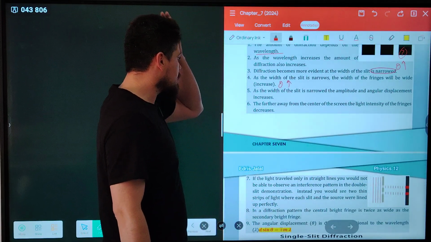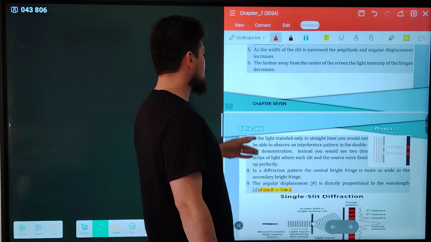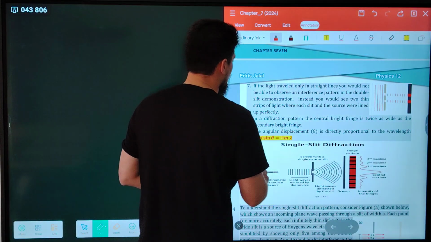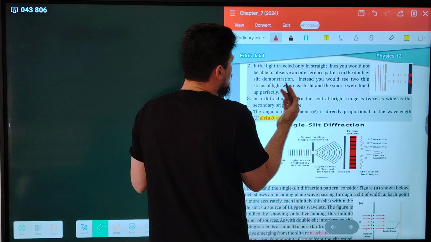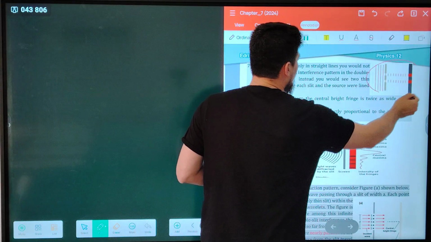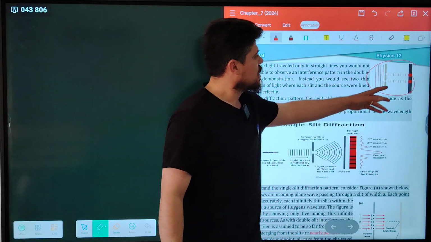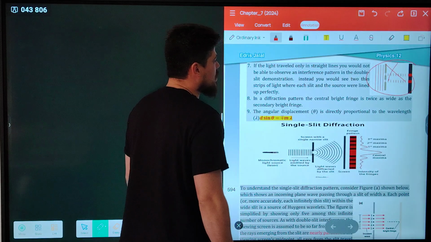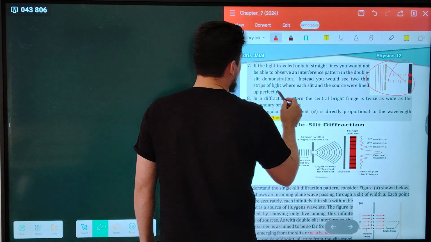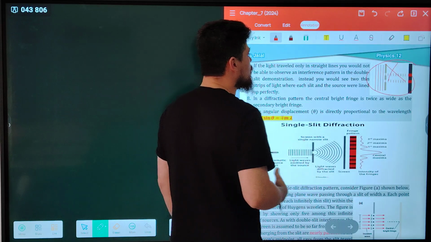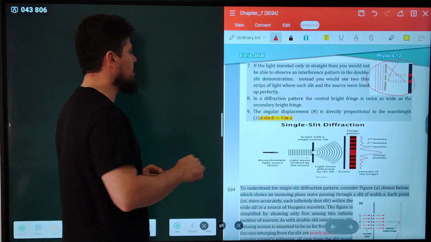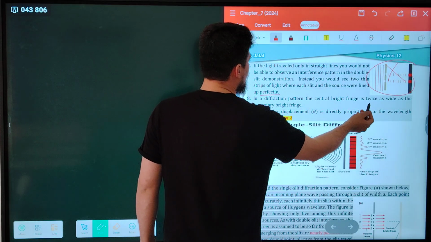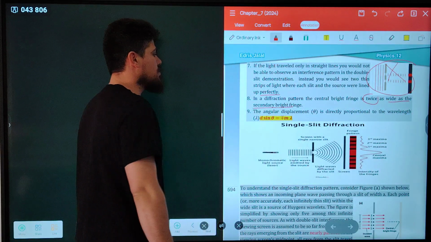The further away from the center, the light intensity of the fringes decreases, because intensity is inversely proportional to the square of the distance from the source. If the light traveled only in a straight line, you would not be able to observe the interference like this. If the light passed like this without diffraction, you could not observe the interference of this light. But actually, the light does not travel in a straight line. Instead, you would see the two thin strips of light, where each slit and the source were lined up perfectly.